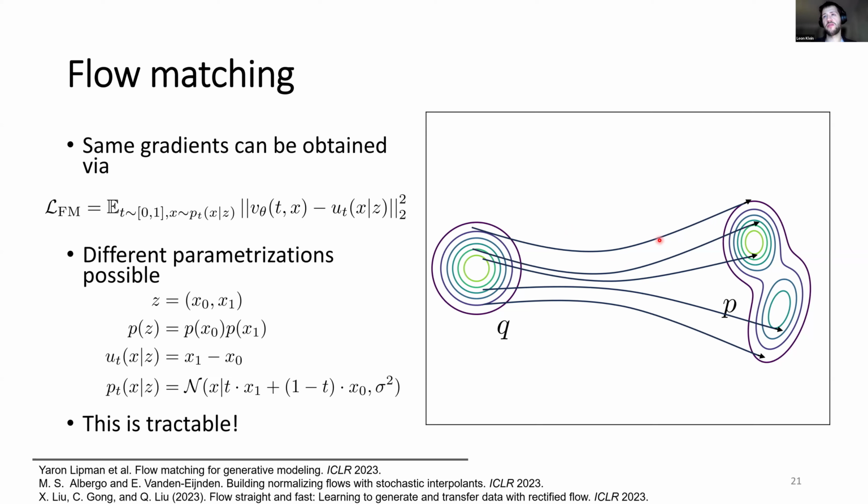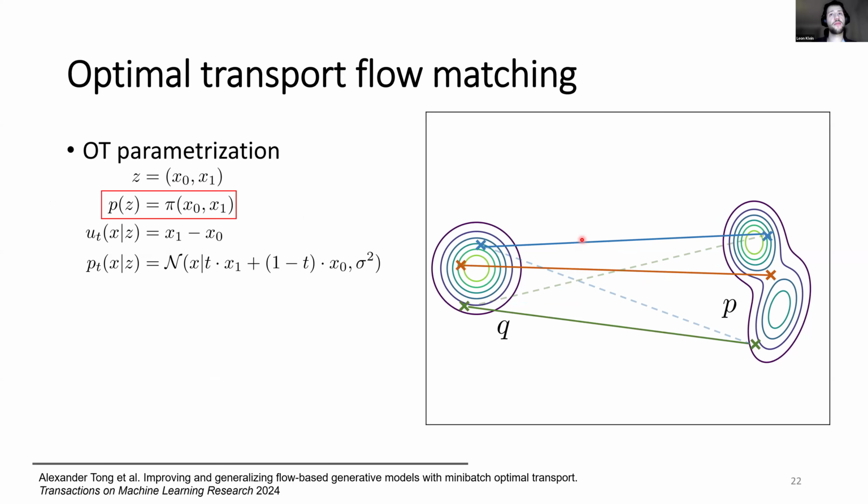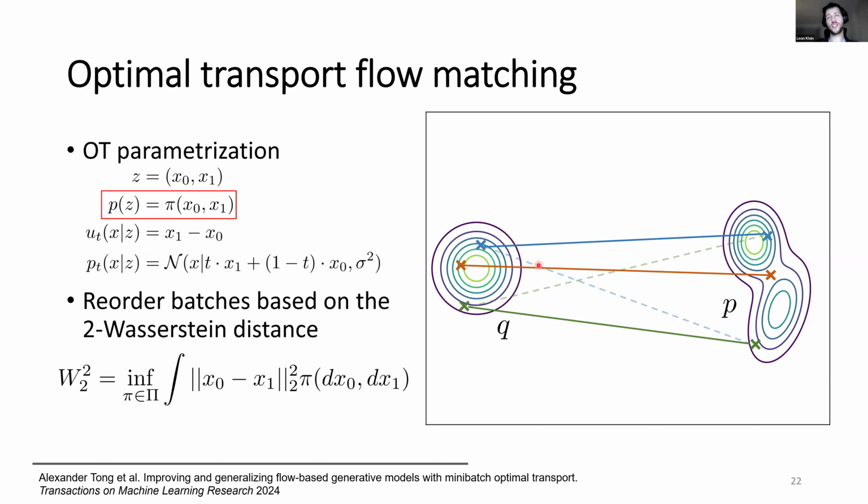So ideally, we would have a straighter integration path. And this can be achieved by not sampling pairs independently, but based on the optimal transport map. As this map between the distributions is usually intractable, what we do instead is to compute the optimal transport map batch-wise. And then you can see, for example, we reorder the pairs according to the two Wasserstein distance. So essentially, we want to minimize the distance between all pairs and reorder the samples that way.